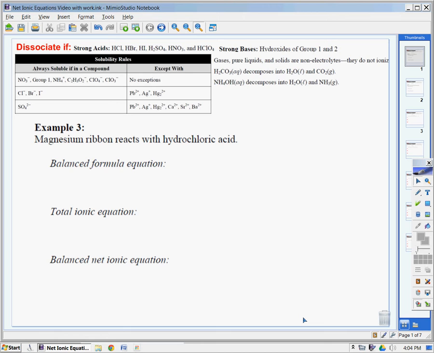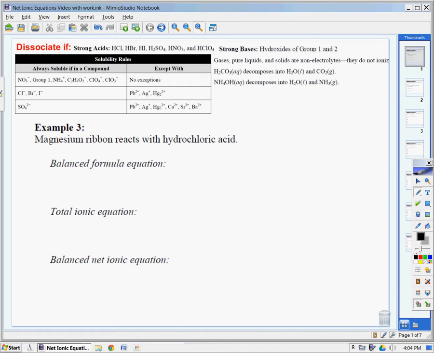But in order to do that properly, you really should start with the balanced formula equation and then write the total ionic equation, which shows every single ion in the reaction, and then finally end up with the balanced net ionic equation, which just shows the ions that change when they become a different state of matter, or when they form bonds, or when they change charges. So we're going to go through this right now, starting with example number 3.